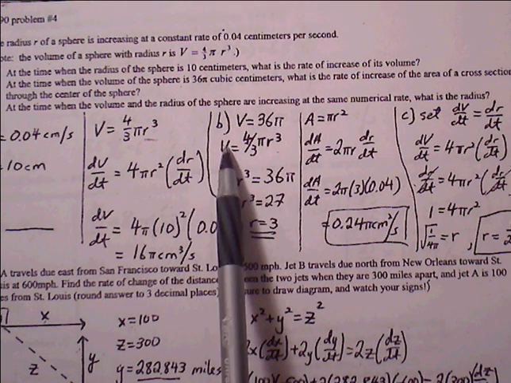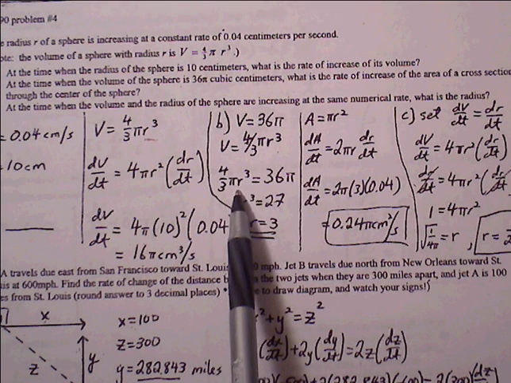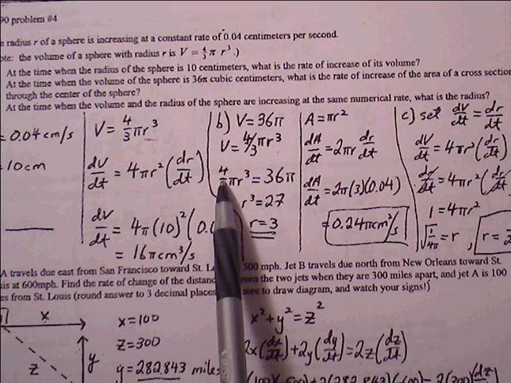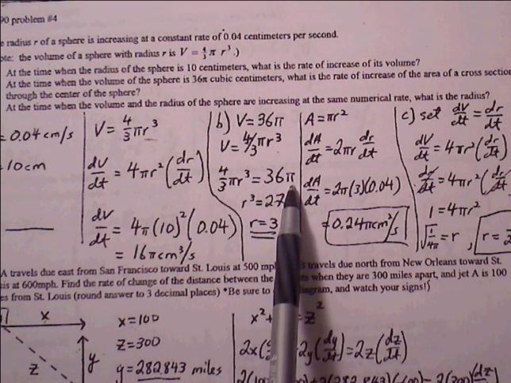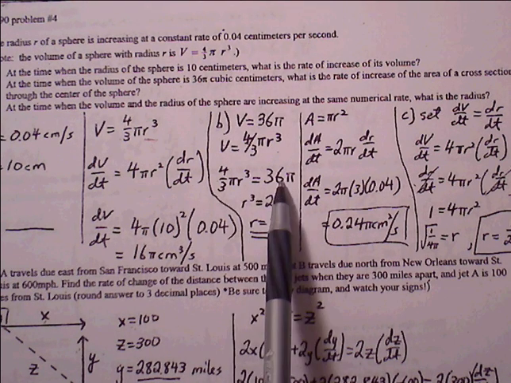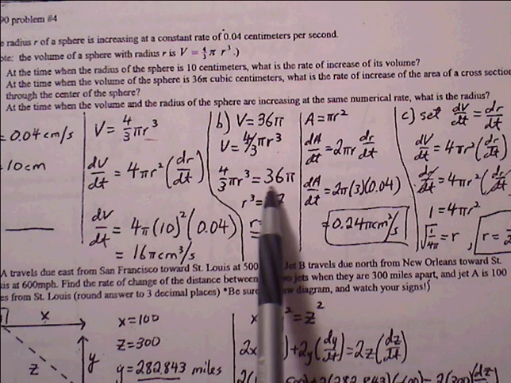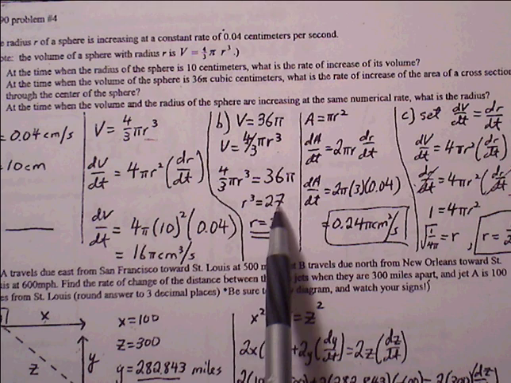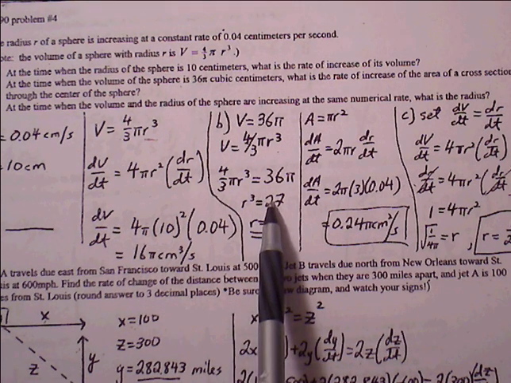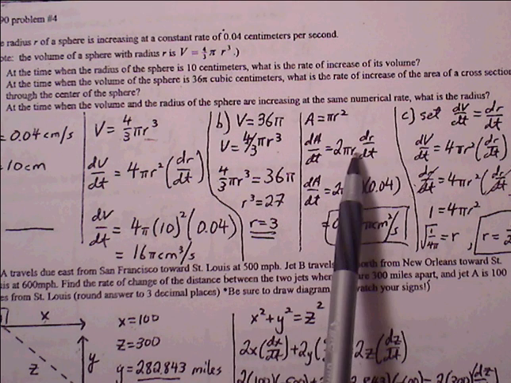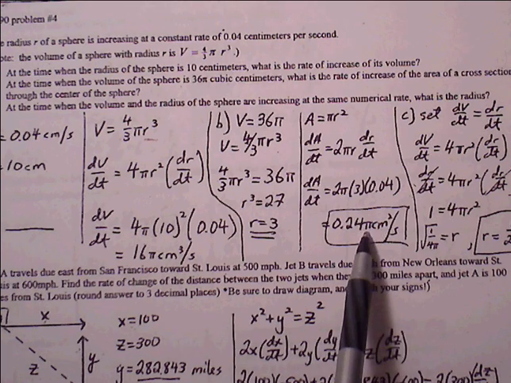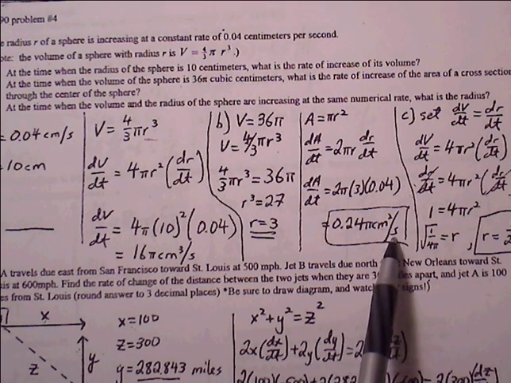So 36π replaces V, and we can solve for r cubed. We divide both sides by 4/3 π, so the π cancels out. 36 divided by 4/3 is the same thing as 36 times 3/4, which gives us 27. Take the cube root of 27, which is 3. So we have 3 as the radius, which we can now plug in to find dA/dt, which is 0.24π square centimeters per second.